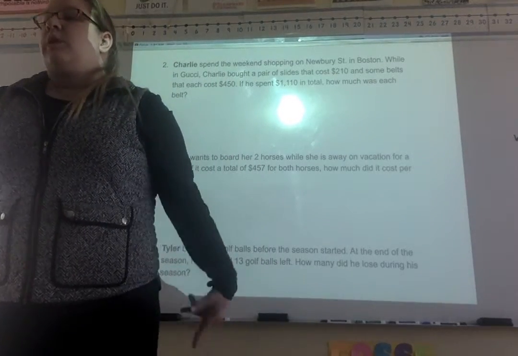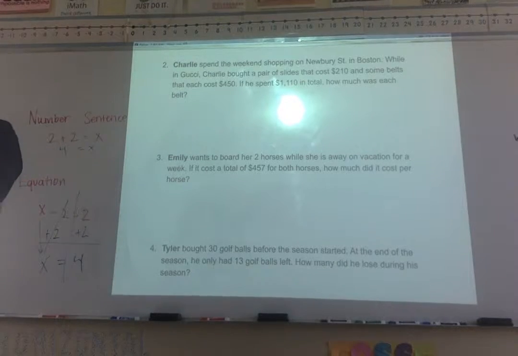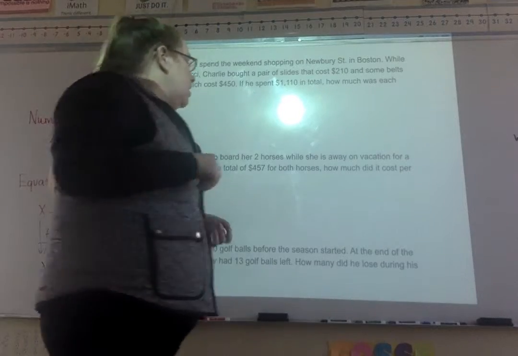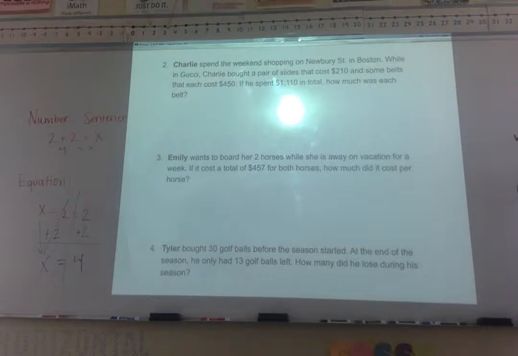So we're going to practice taking these word problems and turning them into equations where something is happening to X. All right. We're going to start with Charlie's because he's not here Sunday. So can someone read the problem out loud? Sure. Charlie spent the weekend shopping on Newbury Street in Boston.